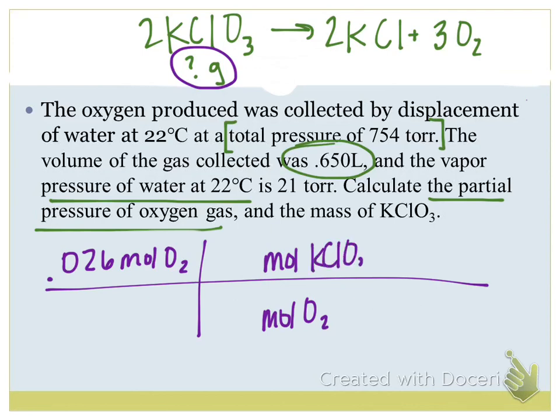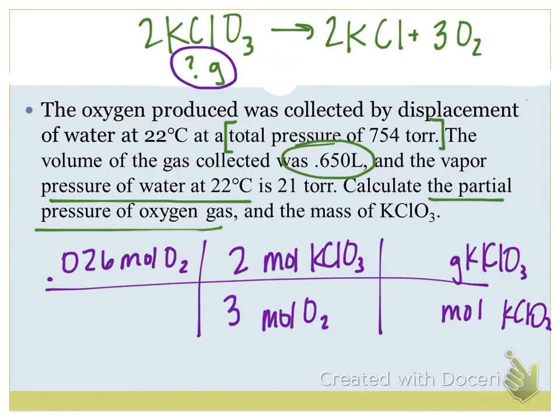And where do these digits come from? The chemical reaction. So O2 gets a 3 and KClO3 gets a 2. Then I go moles to grams of KClO3. Moles here gets the 1. Molar mass always goes with grams.